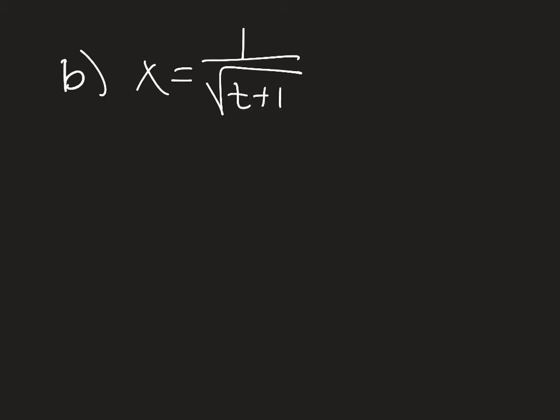Letter B says x equals 1 over the square root of t plus 1, and y equals t over t plus 1. So here's my first word of advice. The y equation has 2 t's in it, and the x equation only has 1 t. So I'm going to pick the x equation to isolate t because there's only 1 t.